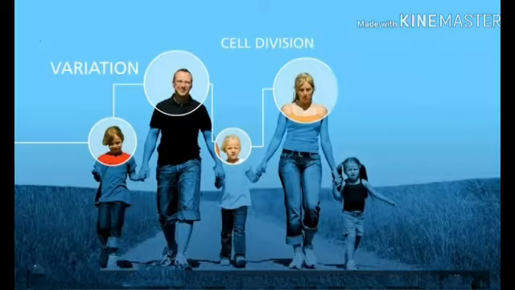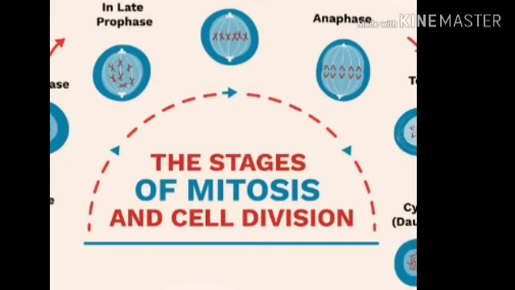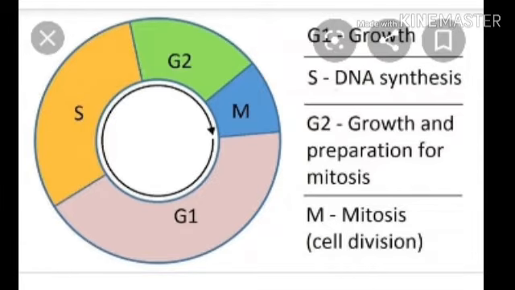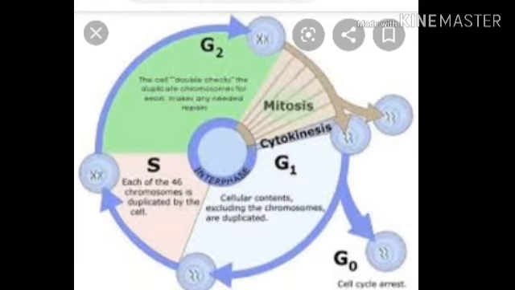You know that a multicellular organism is made up of many cells, like human beings, plants and other multicellular organisms. So the cell cycle will take place in the cell only. Today we are going to study the stages of mitosis and cell division. In the cell, there is a cell division based on the phases, that is G1, G2, M and S phase, where M and S phase are the main part of the cell division.